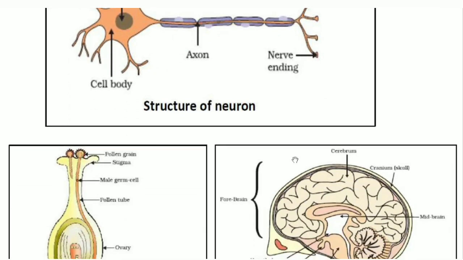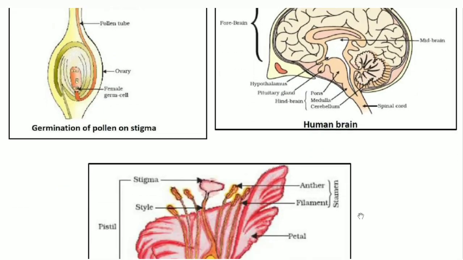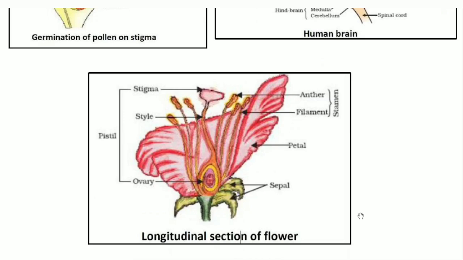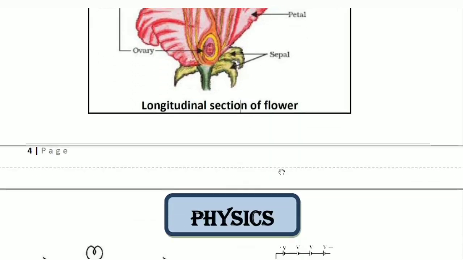And the next one is germination of pollen on stigma and the human brain. This year in the model question paper, for 5 marks they asked the human brain. So if you are practicing, practice makes a man perfect. Keep on practicing, and at the end you will become perfect. So practice. Then the hibiscus flower is also given. So you practice. These are the diagrams that come from biology.